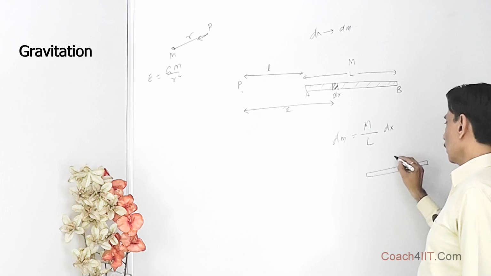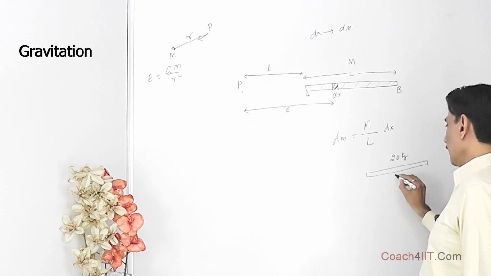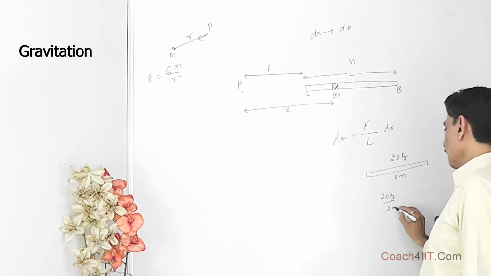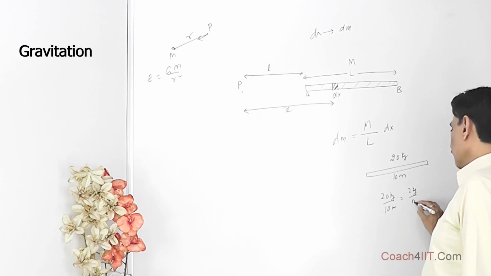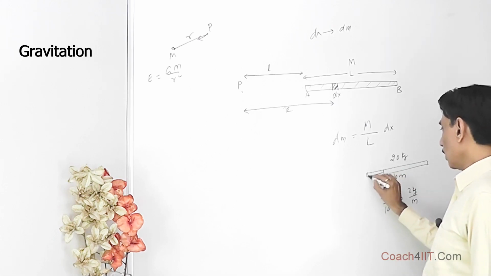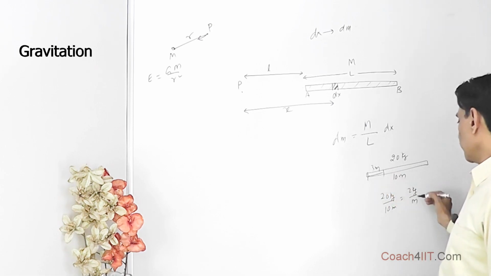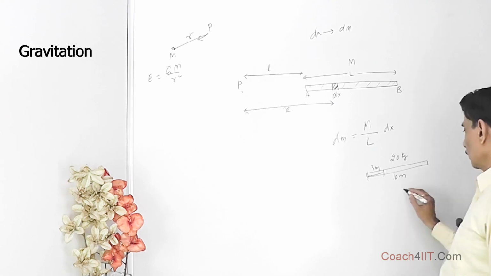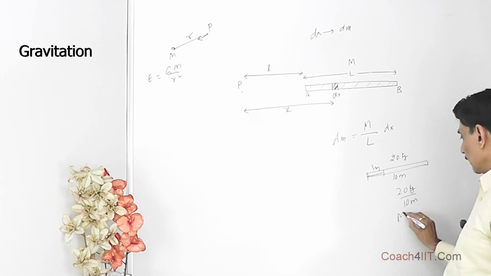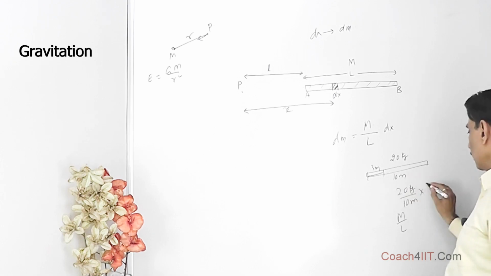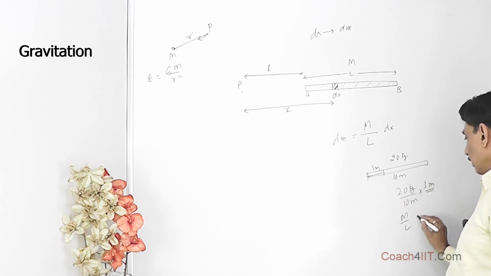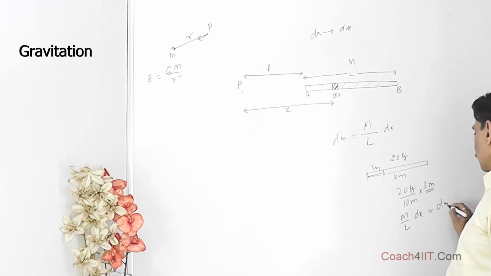Obviously, if this is a rod of, let's say, 20 kg and length is 10 meter, so mass per unit length is 20 kg by 10 meter, which is equal to 2 kg per meter. If someone asks what is the mass of 3 meter, this is 2 kg per meter into 3 meter, so it is going to be 6 kg. So when we say 20 kg upon 10 meter, this is mass per unit length, and when we multiply by 3 meter, this is the corresponding length whose mass has to be found out. So similarly, M by L into dx is going to be dm of this length.